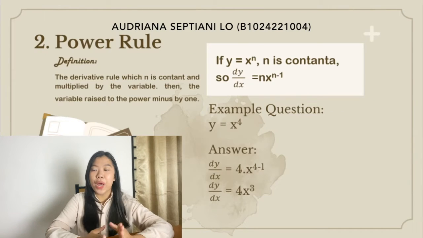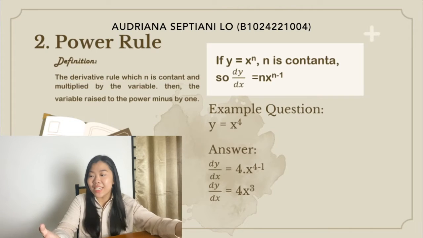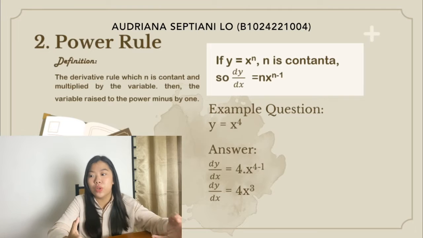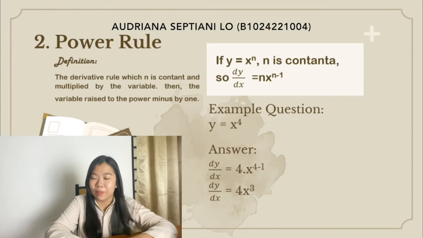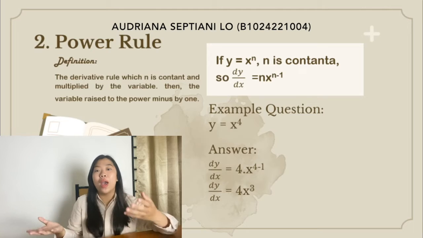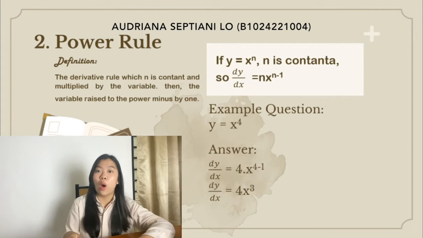Next, power rule. The derivative rule in which n is constant and multiplied by the variable, then the variable is raised to the power minus 1. The formula is dy/dx equals n multiplied by x power n minus 1.